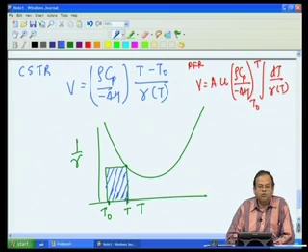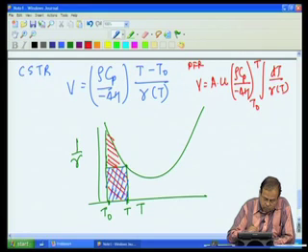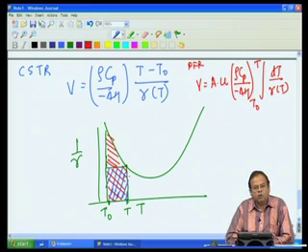What is my plug flow reactor volume? It is the area under the curve 1 over R versus T between the limits T naught to T. And what is that area under the curve? That area under the curve is this area. So, what will be the volume for the plug flow reactor? This whole volume, the red color volume.